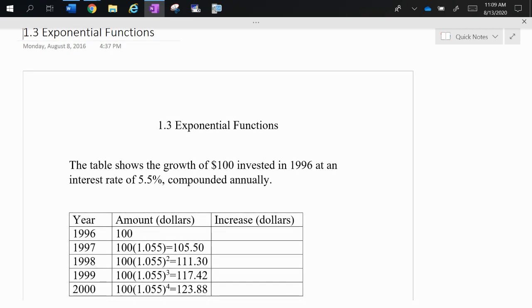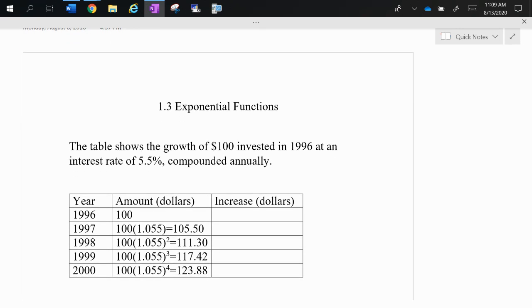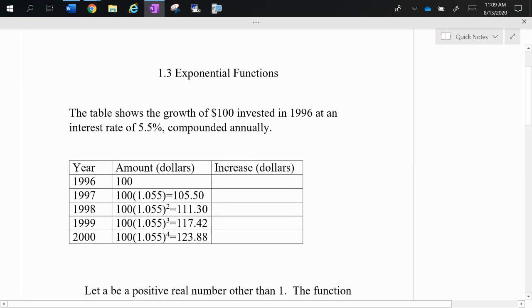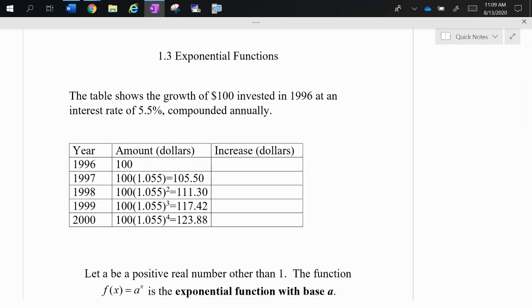The next type of function that we're going to review is an exponential function. So the first thing we want to look at is what exactly is an exponential function and how do we recognize that as a situation as exponential. The table shows the growth of $100 invested in 1996 at an interest rate of 5.5% compounded annually.